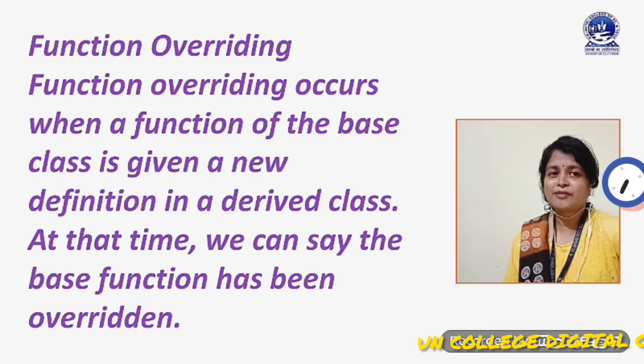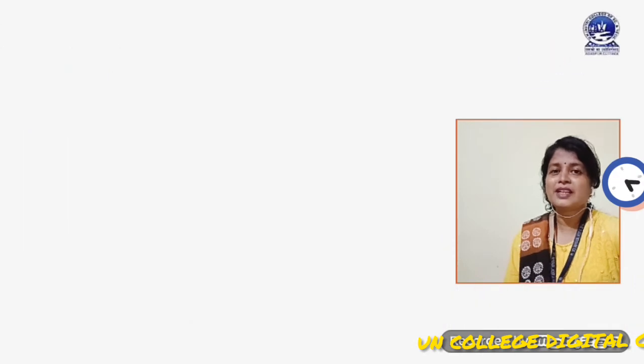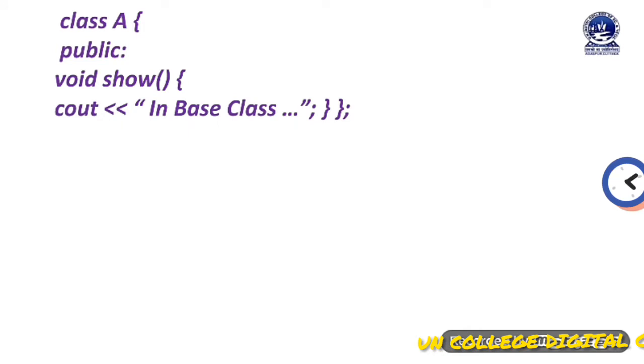Now I am going to give one example so that you will be clear on the concept of function overriding. In the example, I have used class A, and in the public part of class A I have used one show method. Inside the show method I have used only one statement in the base class. You can use more methods in class A, but only for example purposes, to keep it simple, I have used only one method.